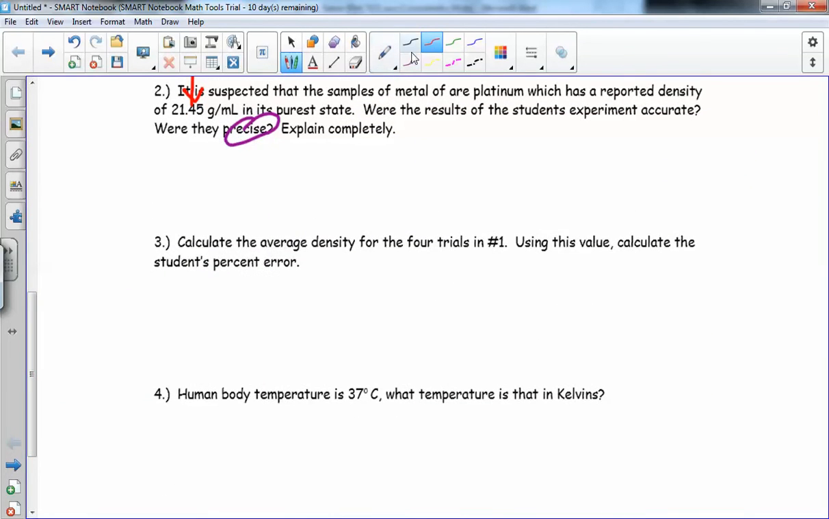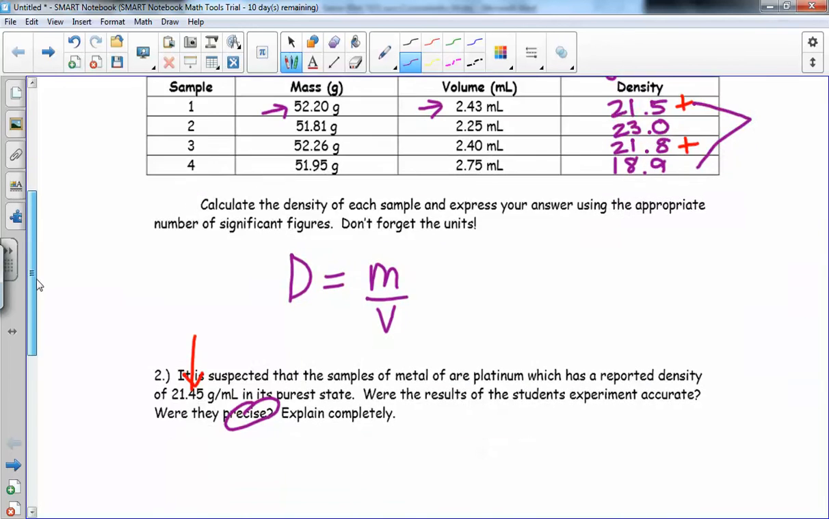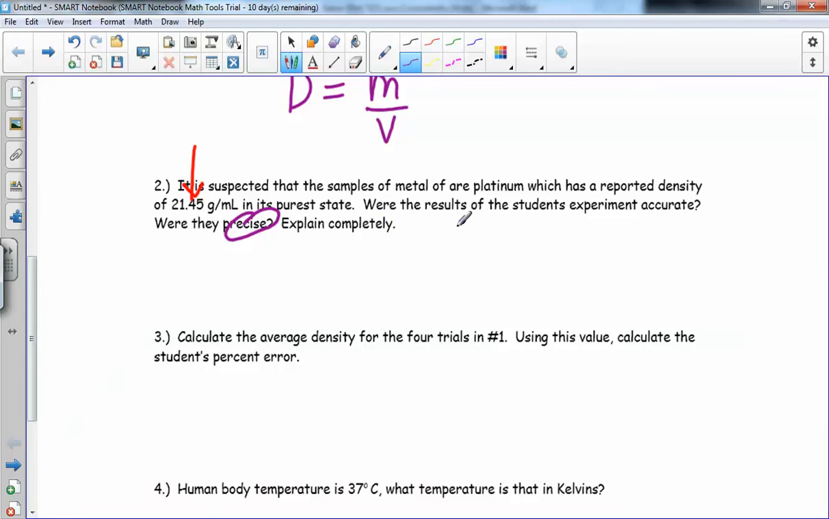In number 3, it asks us to calculate the average density from the 4 trials, for which, of course, you have to take all of these 4 numbers and divide by 4. Now that 4, since there is exactly 4 numbers, has an infinite number of significant figures, and therefore you should not be using that to decrease the number of significant figures in your answer. So what we end up with here is an average of 21.3 grams per mil. And again, you need to keep all 3 of those significant figures.